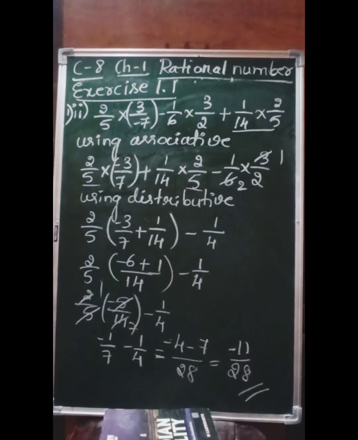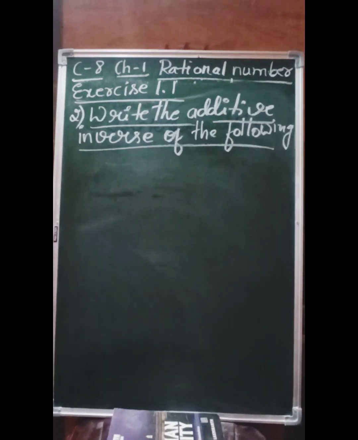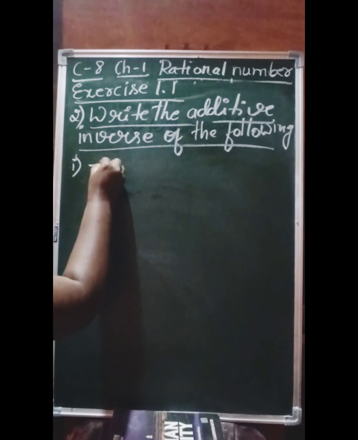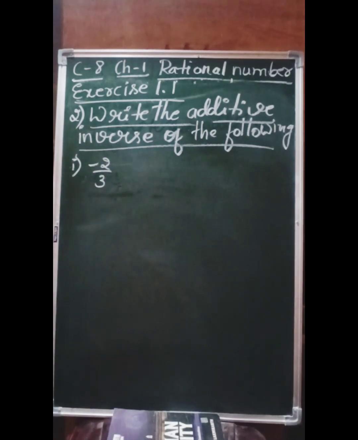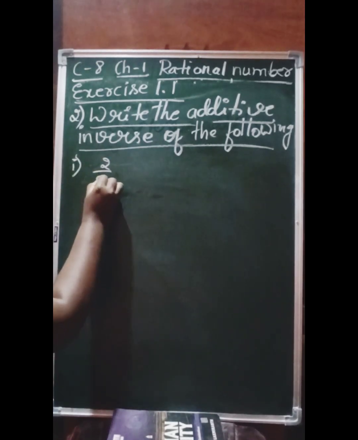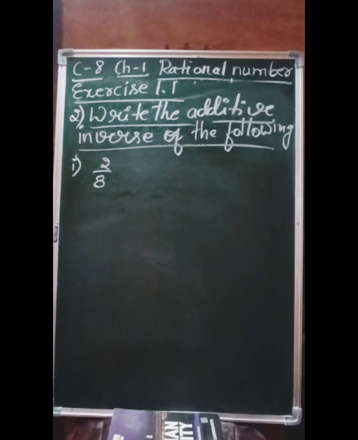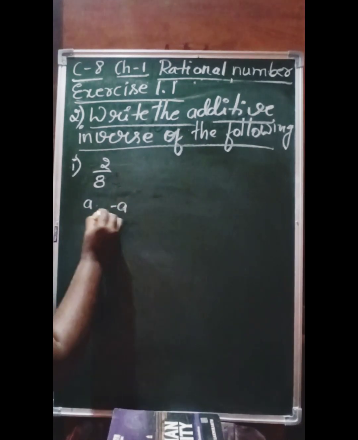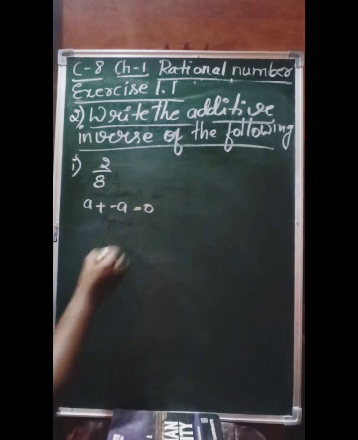Now let's move on to the second one. So the second question is write the additive inverse of the following. So how to write this one? Consider the first problem, that is minus 2 by 3. We know that when we add any other number to the given number, we should get 0. So how to find the additive inverse? As we know that when we add another number to the given number, we should get 0, right?